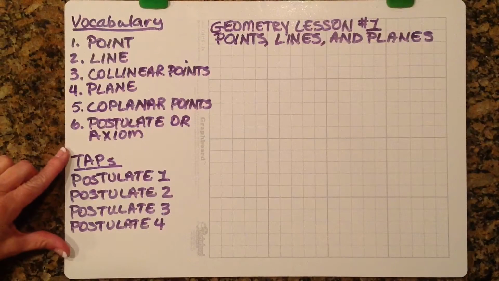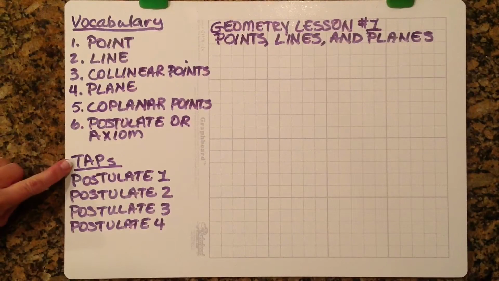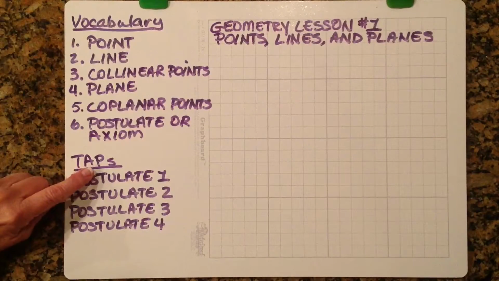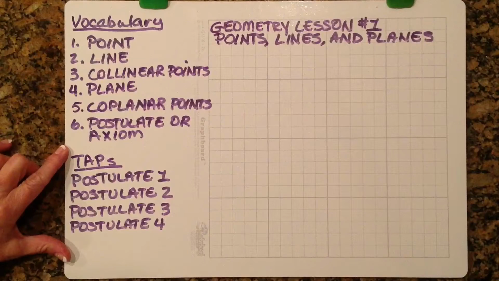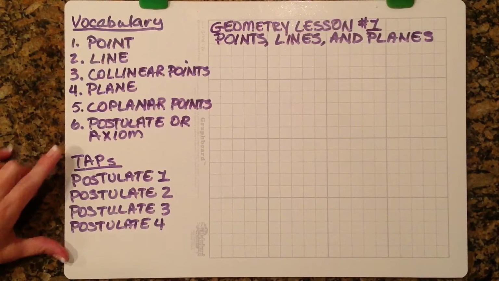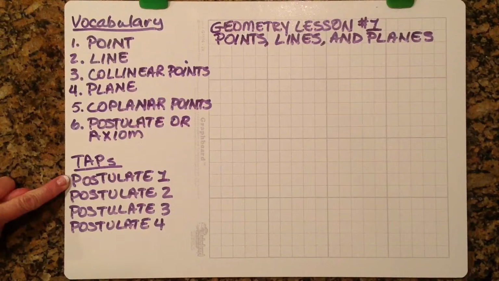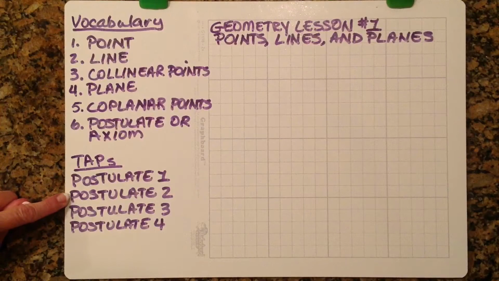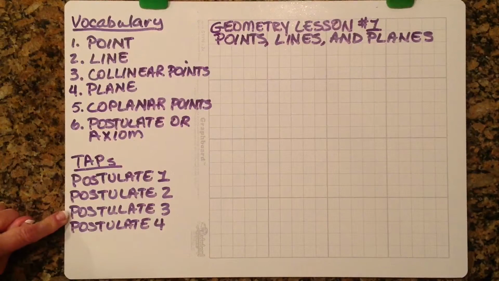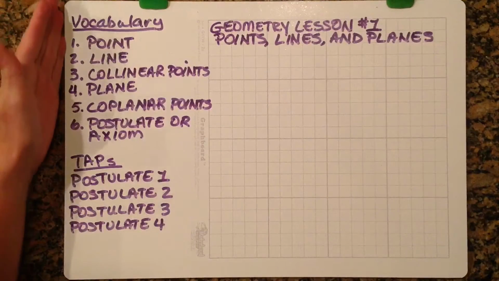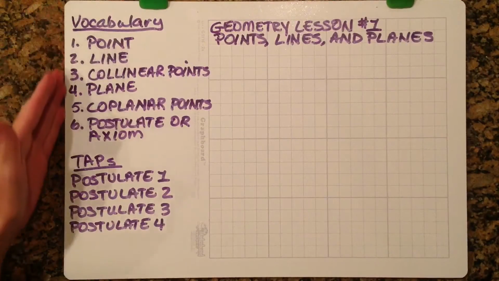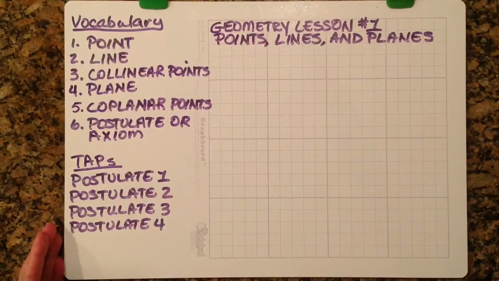Now, these are our geometry rules, which I call TAPs. These are theorems, axioms, and postulates, and you'll be learning a lot of those this year in geometry. We're going to go over postulate 1, postulate 2, postulate 3, and postulate number 4. So I'll be discussing our lesson today basically in this order right here.